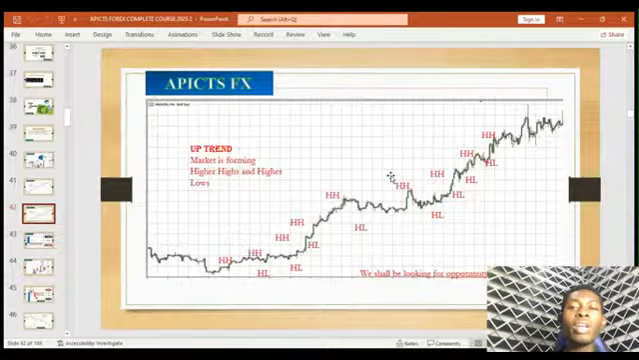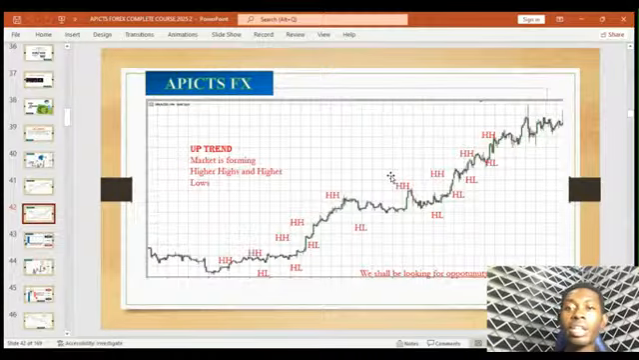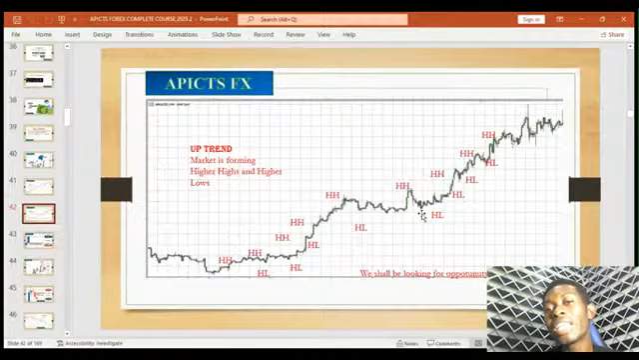So now when the market is forming higher highs and higher lows, it is said to be in an uptrend. The market is in an uptrend, and therefore we look for opportunities to buy. How do you get this opportunity to buy?